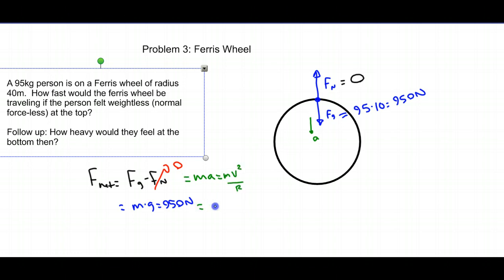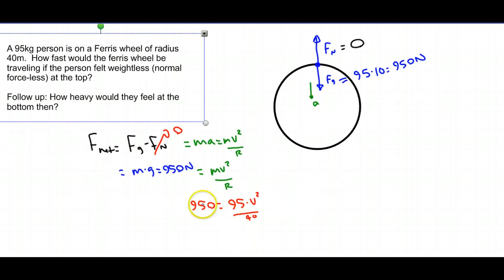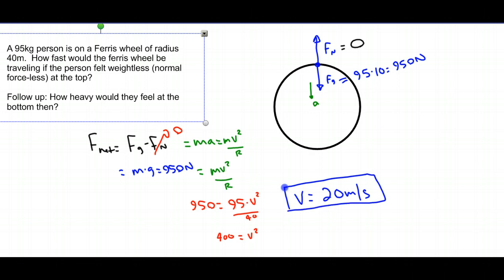And so we're going to set this 950 equal to mv squared over r, which would then give us 950 equals 95 times v squared divided by 40. So our 95 cancels out with 95 on this side, and we're left with 400 equals v squared. So this thing would have to be traveling at a whopping 20 meters per second. Realize, that is just about 40-some odd miles per hour. So that would mean that on this Ferris wheel, you're traveling 45 miles an hour.